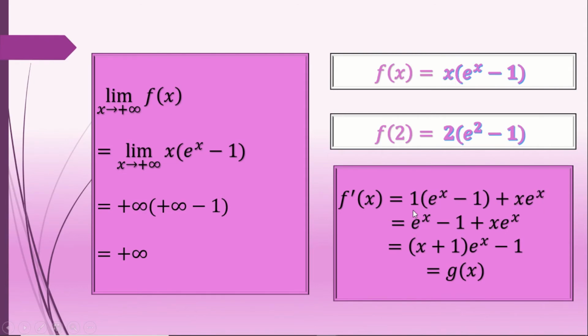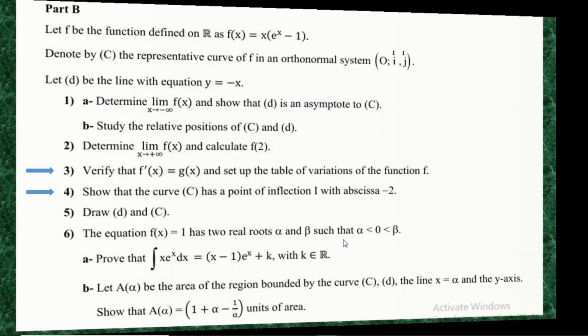Now we just solve them. So it's exponential x minus 1 plus x e^x. As you see, we can take e^x as a common factor. What remains for us? x plus 1, here (x plus 1) times (exponential x minus 1), we copy it. Isn't it the same as g of x? So we can deduce here that f prime of x is equal to g of x.